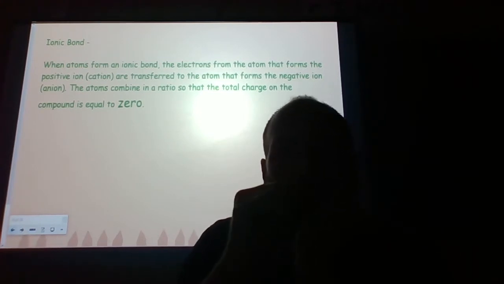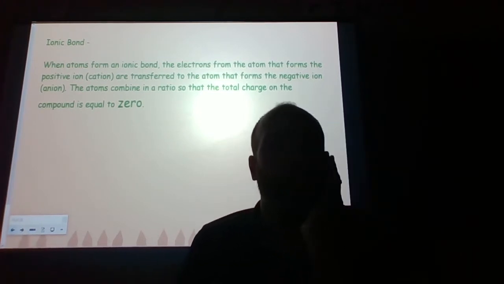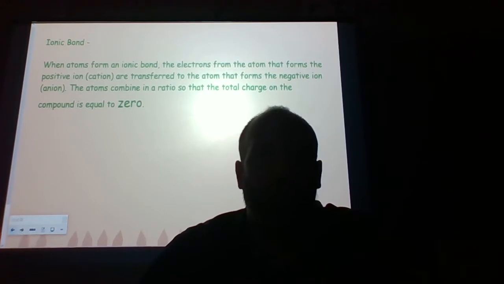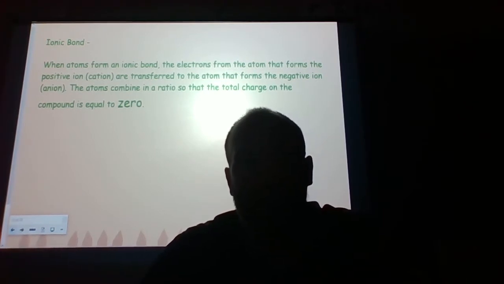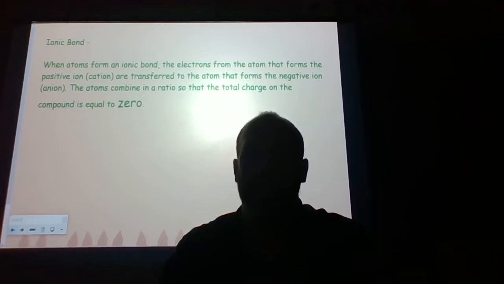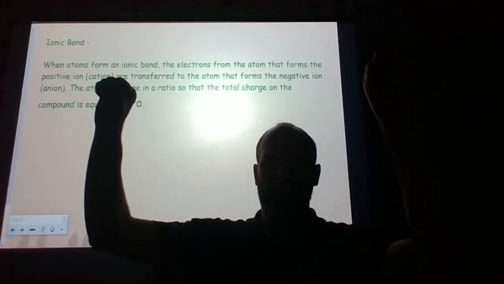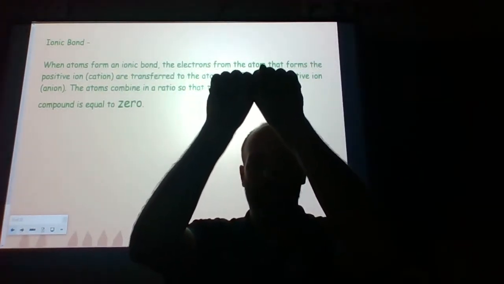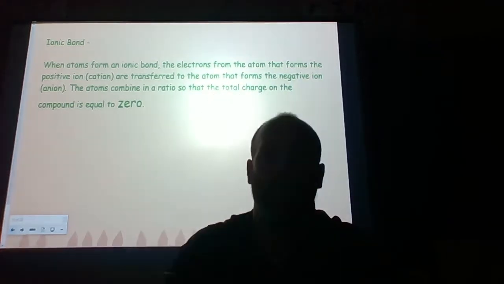So ionic bonds are kind of what we've set up the last couple days. This is when we have a positive ion called a cation and a negative ion called an anion. And the whole point of this, some students think of it like a game, is the positives and the negatives attract, and that's what an ionic bond is.